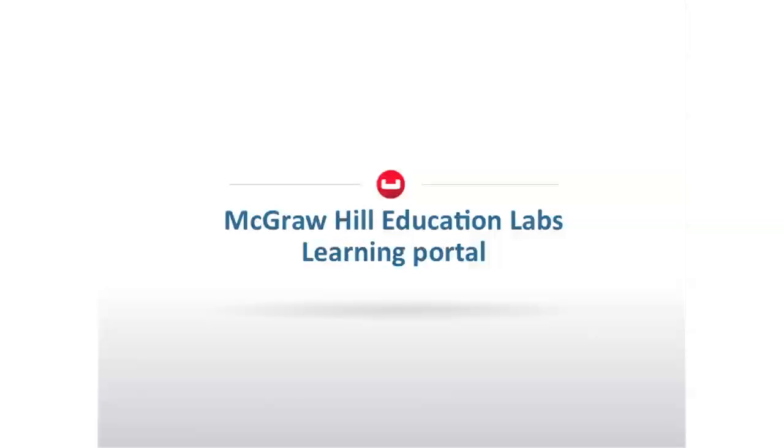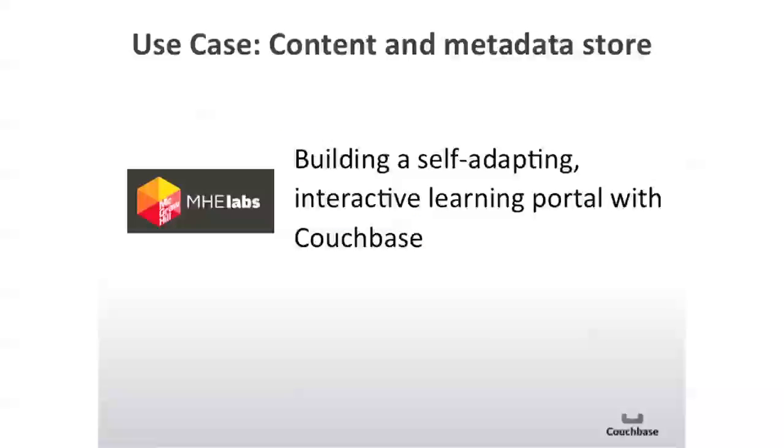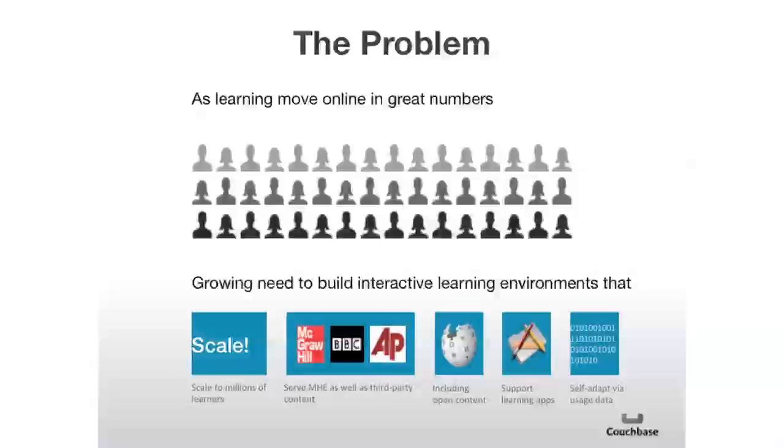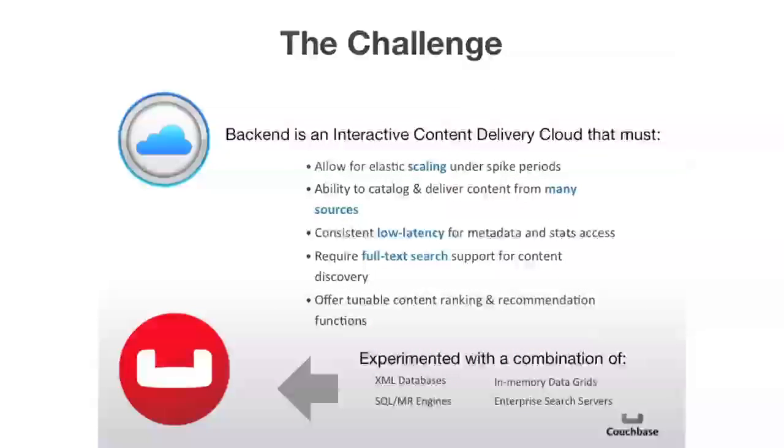So McGraw-Hill was planning to build an online portal. The problem they had is that when you're building an online portal with millions of users, they want scalability. They want to scale for a large number of users. And so they started evaluating multiple solutions.